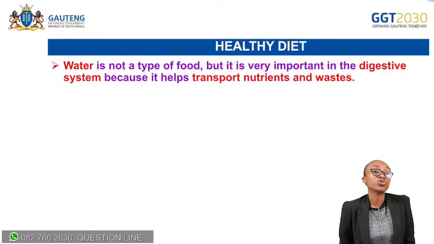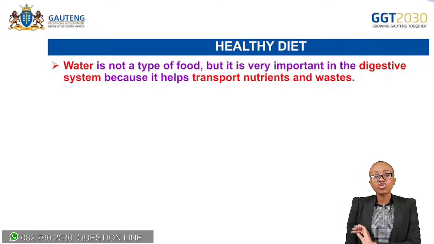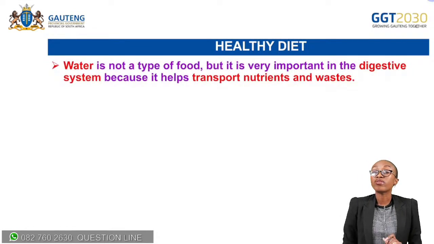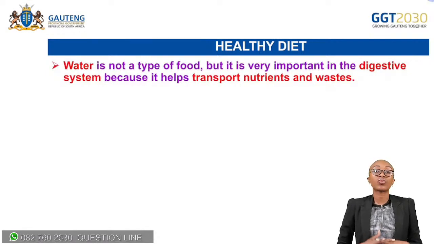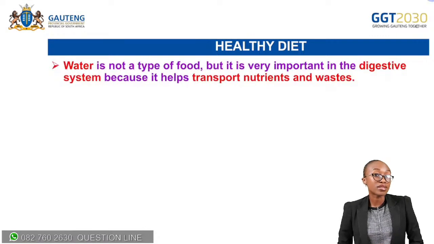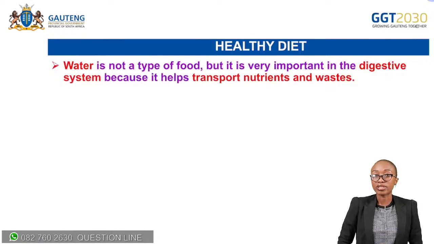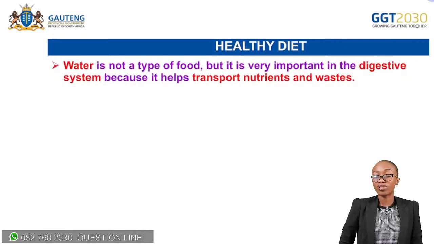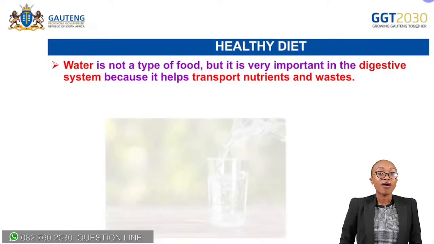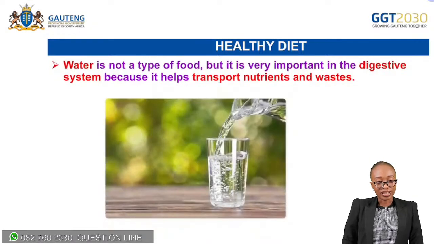Next, I want to talk about water. Water is not a type of food, but it is very, very important in the digestive system because it helps transport minerals from the alimentary canal to the different cells where they should be doing their work. And it helps us when we are passing out wastes. So water is very important. So make sure you get your 1.5 liters or your 2 liters of water per day. It is very, very important.